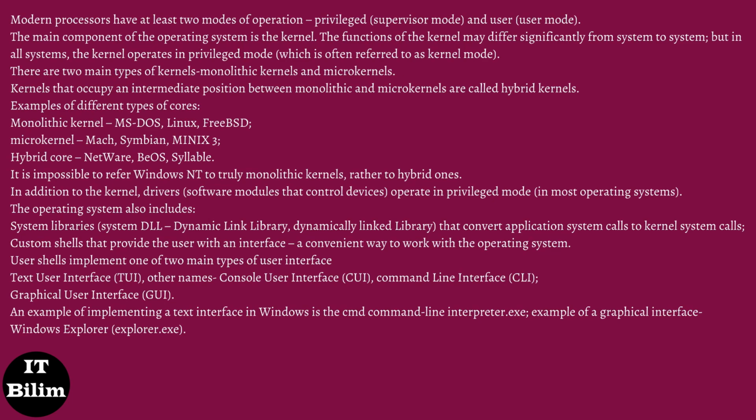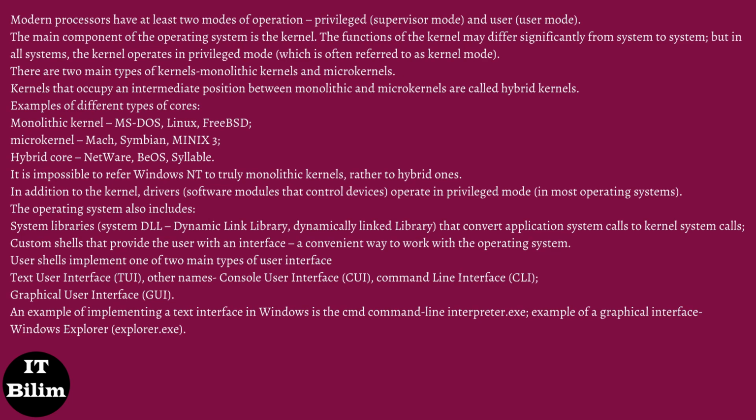There are two main types of kernels: monolithic kernels and microkernels. The monolithic kernel implements all the main functions of the operating system, and it is, in fact, a single program, which is a set of procedures. The microkernel has only a minimum of functions that must be implemented in privileged mode: thread scheduling, interrupt handling, and inter-process communication. Other functions of the operating system for managing applications, memory, security, etc. are implemented as separate modules in user mode. Kernels that occupy an intermediate position between monolithic and microkernels are called hybrid kernels.